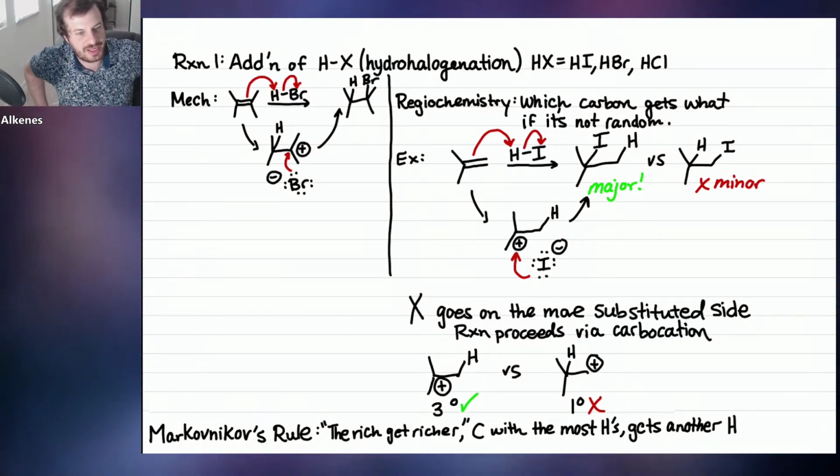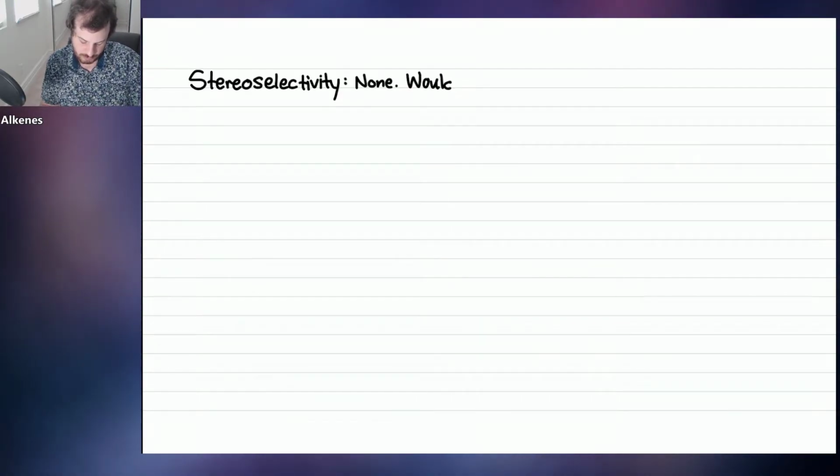Okay, let's move on to the next page, and now that we've talked about the regiochemistry, we can talk about the stereoselectivity of this reaction. So stereoselectivity. And it turns out that there is none. Okay? Because we would just get a racemic mixture of enantiomers. Because carbocations are planar.